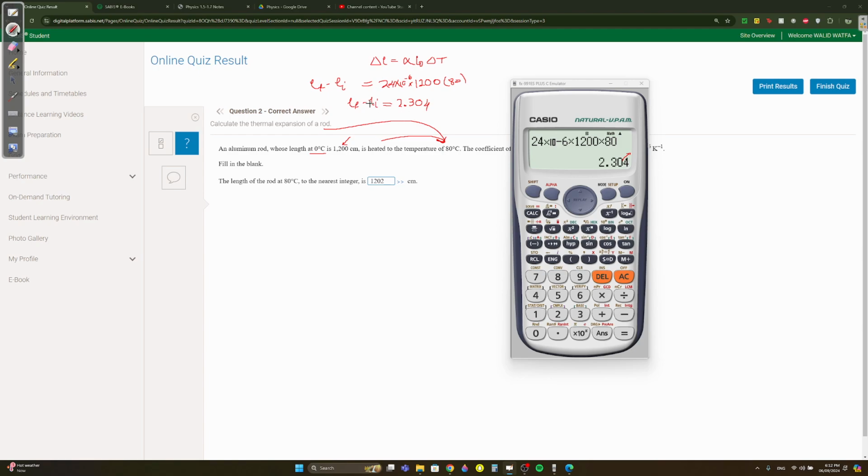2.304. So what was L initial? 1200. So L final minus 1200 equals 2.304. Which means we can find that L final is equal to 1202.304. They want it to the nearest integer, so 1202. Question 3.